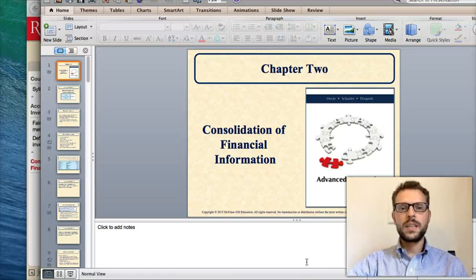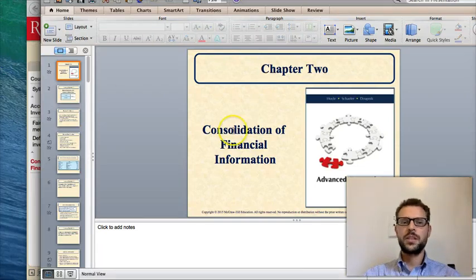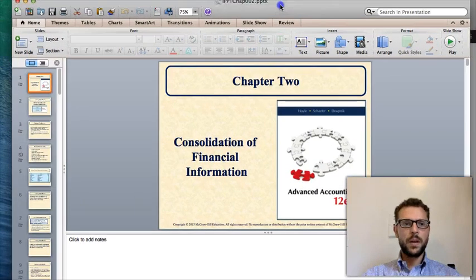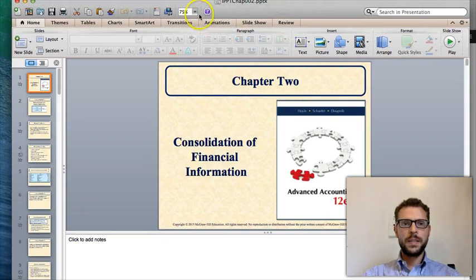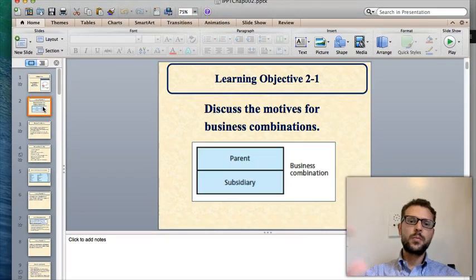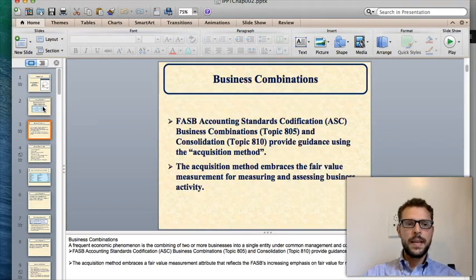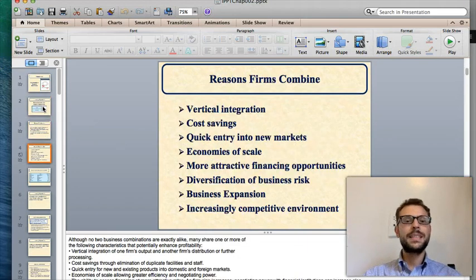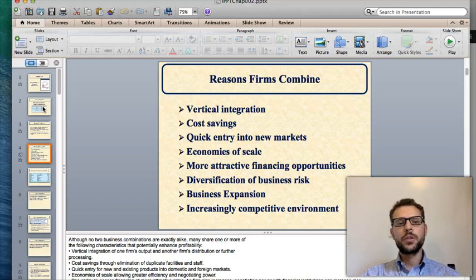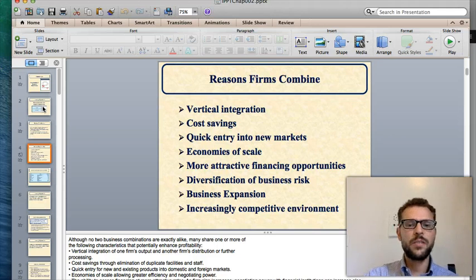Hello, I want to go over the consolidation of financial information, starting here with the second chapter. What I wanted to go over specifically is why do companies combine? What is the motive to combine? Some of the main ideas are vertical integration, cost savings, entering new markets, economies of scale, more attractive financing opportunities, diversification of business risk, and business expansion.